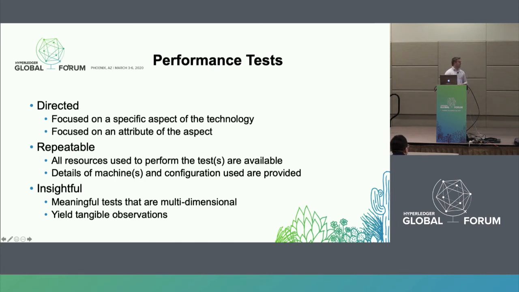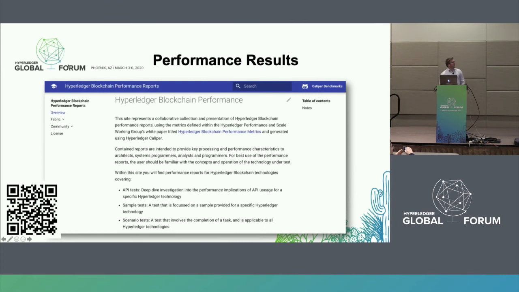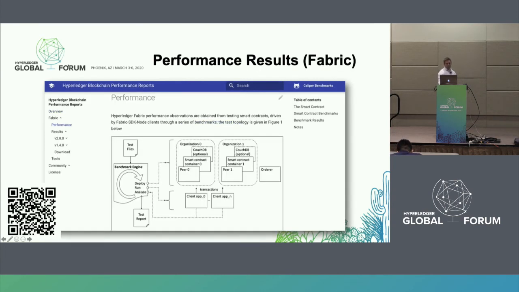So all the things you fed through to Caliper, make those available as well, so this can be repeated. Final one, insightful. You should be trying to yield meaningful tests that are multidimensional. I'll come on to that in a moment. And yield tangible observations. So, hey, did you know we publish performance results? We do have a website where we are publishing performance results for technologies. And in particular, one of those we are publishing for is Fabric.